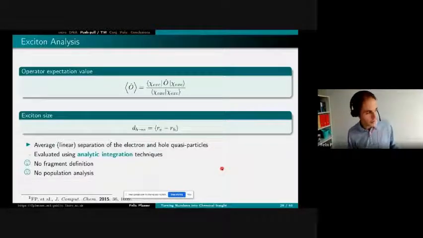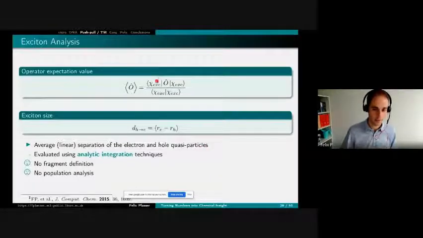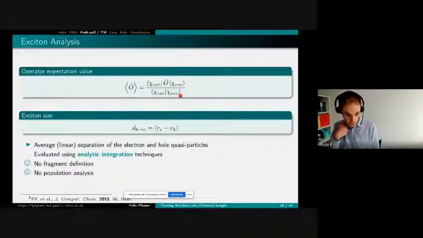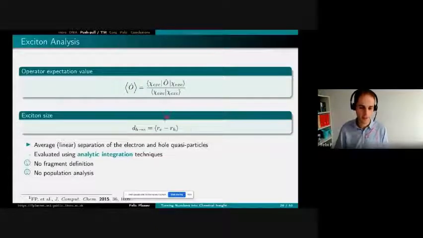Now that we have this effective wave function, we can compute operator expectation values. We just plug the operator in between and then normalize it to get a consistent result. For example, here I'm computing the average linear separation of the electron and the hole. If you think about it, this is in essence just the dipole moment, or the change of the dipole moment of your system. You compute it exactly the same way as the dipole moment.